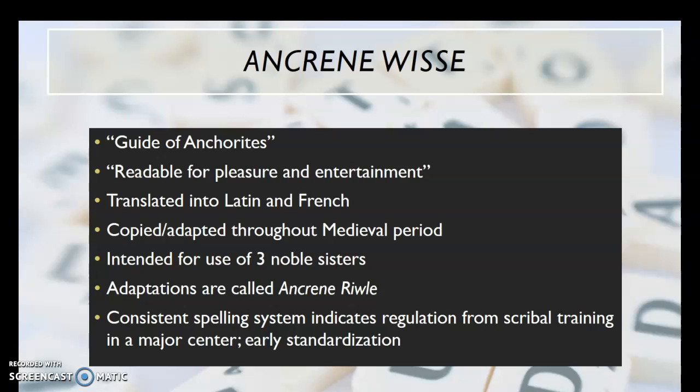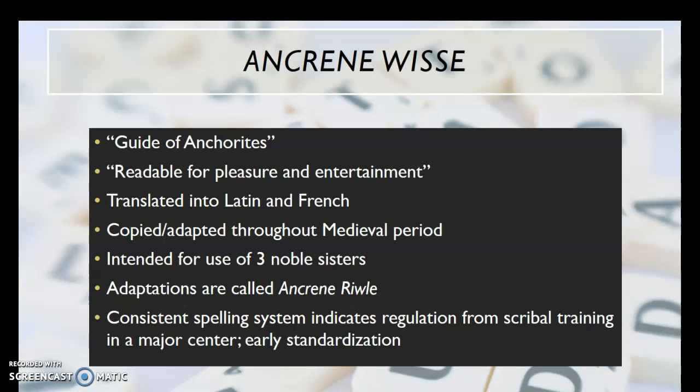The Ancrene Wisse is one of the best-known early Middle English texts. Historians value it for its documentation of evolving Middle English, but it's also noted that the work is actually enjoyable because the author shares excellent insight and wit. It is a guide for anchorites, which means that it's a conduct manual for people who would shun worldly pursuits and live in religious seclusion. It was intended for the use of 3 noble sisters.